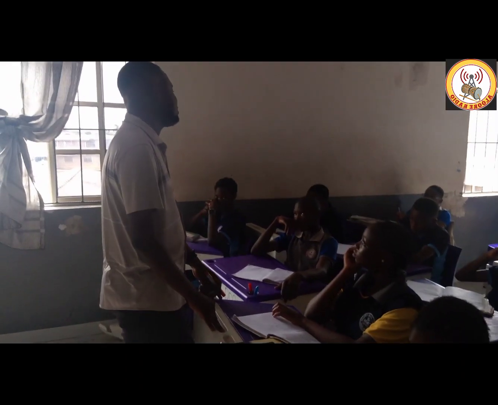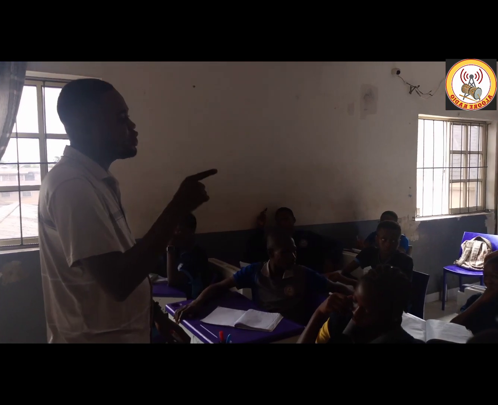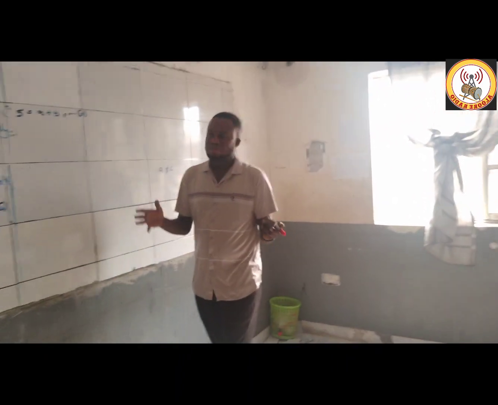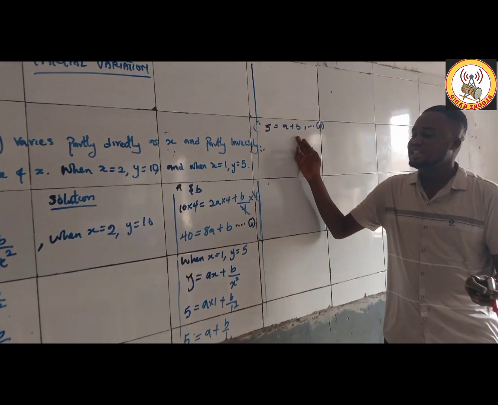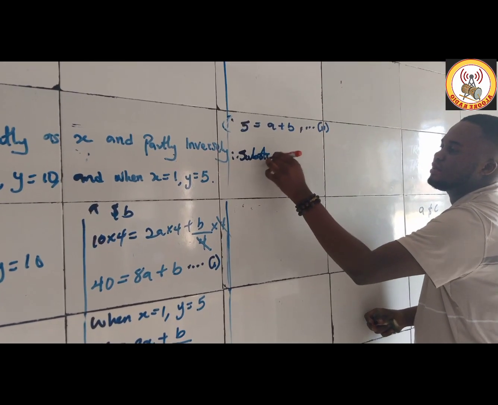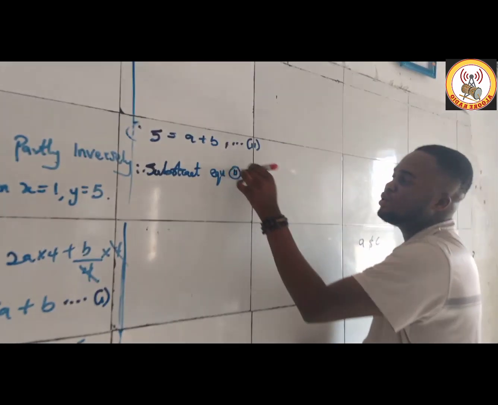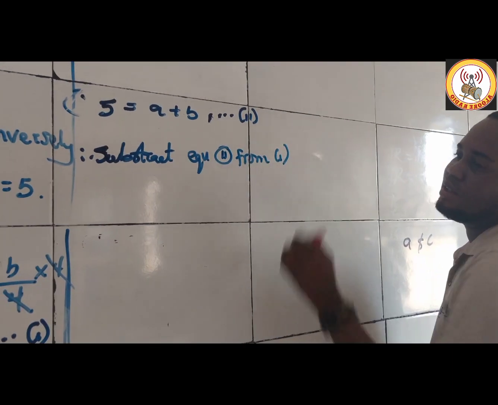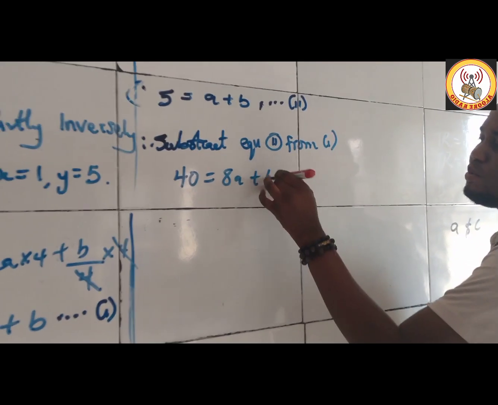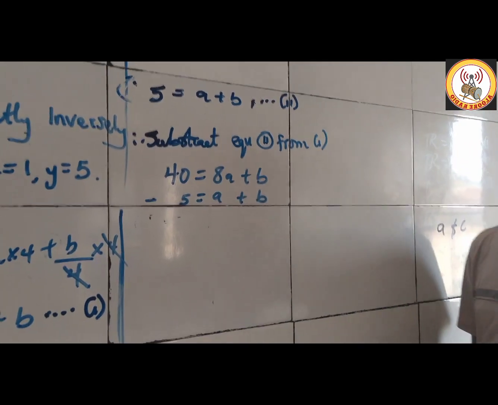What do you do? You subtract one equation from the other. So we subtract equation 2 from equation 1. What's our equation 1? We have 40 equals 8a plus b, minus 5 equals a plus b.